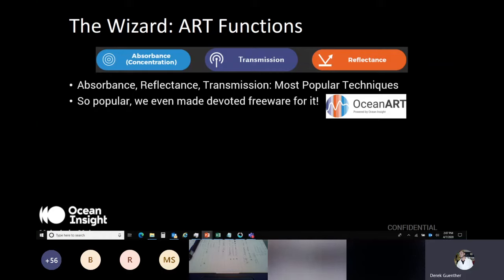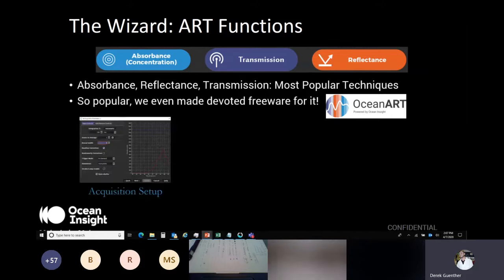You can guess what the ART stands for. And this allows you to do those 3 basic processing modes, and that's it. And it still lets you do data logging and some basic graph manipulation and basic tasks. But if you aren't looking for a whole lot of deep processing and you don't need the absolute irradiance and color tools and all those things, Ocean ART may be great for you. So that's just something to keep in mind.